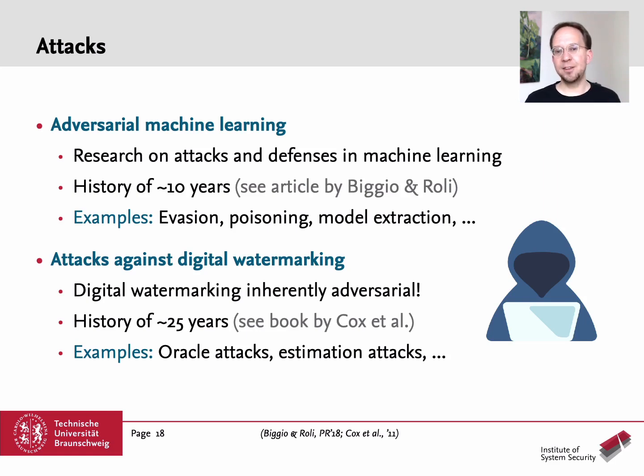So the history of attacks in digital watermarking is as old as the research, and it goes back at least 25 years. And there's a cool book by Cox et al. that you can have a look at that covers all of these algorithms for watermarking, but also always attacks that can break some of these algorithms and defenses that protect from these attacks, and so on and so forth. The attacks, of course, have different names in the digital watermarking world. Maybe they are called oracle attacks or estimation attacks, whereas in machine learning, some attacks are called evasion, poisoning, membership inference, and so on and so forth. So the worlds are not connected, but both have attacks in them.